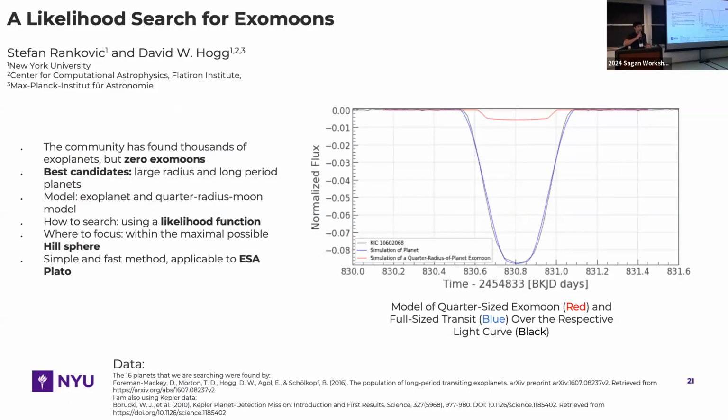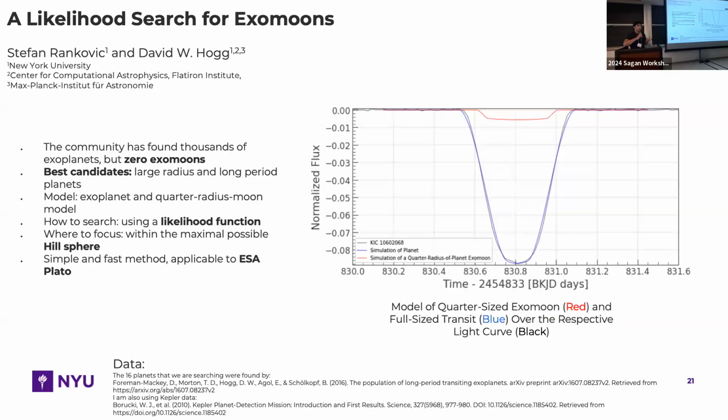Hi, I'm Stefan Rankovic, and currently the community has found thousands of exoplanets, yet we've confirmed zero exomoons. We're in the midst of searching 16 candidates, which we believe are more likely to have exomoons due to their large radii and long periods. I will walk you through how we've searched one of the candidates so far.